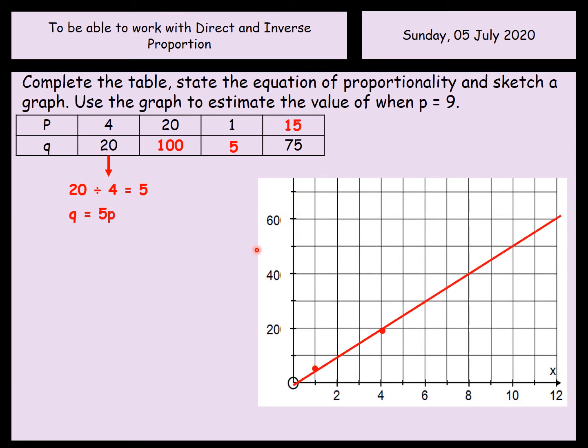Draw a graph, see what happens. Again, you only need a couple of points with a straight line graph. As long as it goes through those, you'll be absolutely fine. And then we want to estimate the value when P is 9. So again, you find P, 9, you draw yourself a line up to the graph, you read off and see what it says. So in this case, 45.